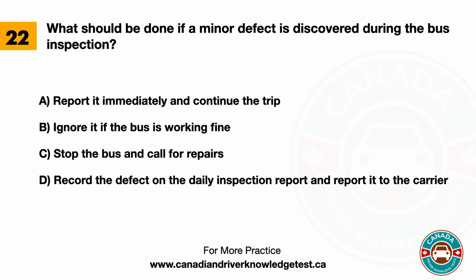Question 22. What should be done if a minor defect is discovered during the bus inspection? A. Report it immediately and continue the trip. B. Ignore it if the bus is working fine. C. Stop the bus and call for repairs. D. Record the defect on the daily inspection report and report it to the carrier. The answer is D. Record the defect on the daily inspection report and report it to the carrier.